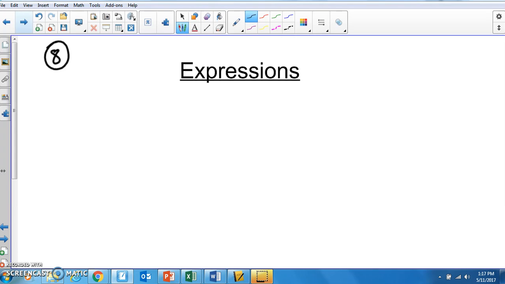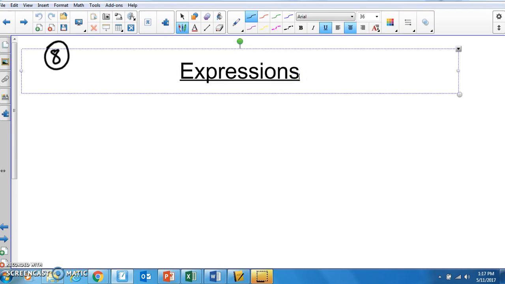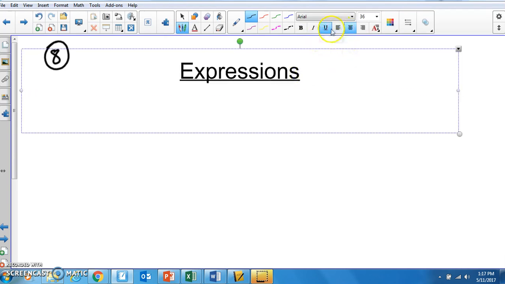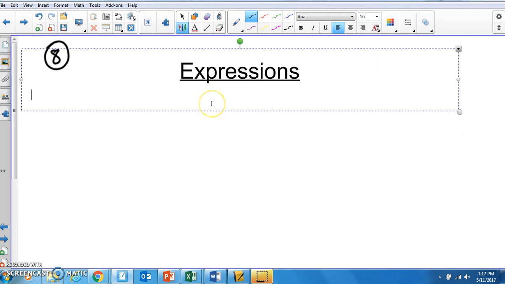The first one is, of course, when you think of expressions, hopefully you're thinking of variables. So the first word is variable, or variables. And variables are, in our case, letters that represent an unknown value.